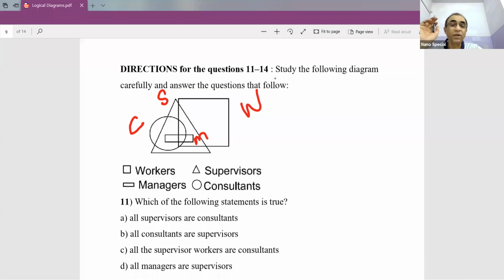Let's take the first statement. All supervisors are consultants. No way, because supervisors is this triangle. Supervisor is this triangle. And there are some people like these people who are not consultants. There are some people who are not consultants.